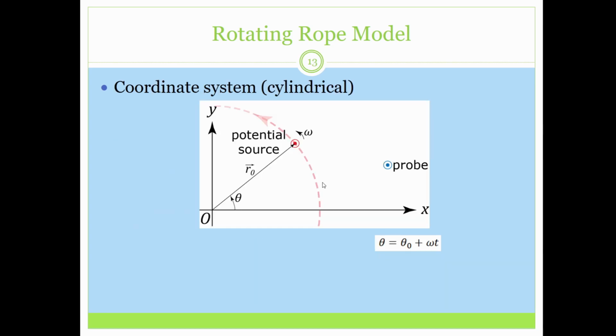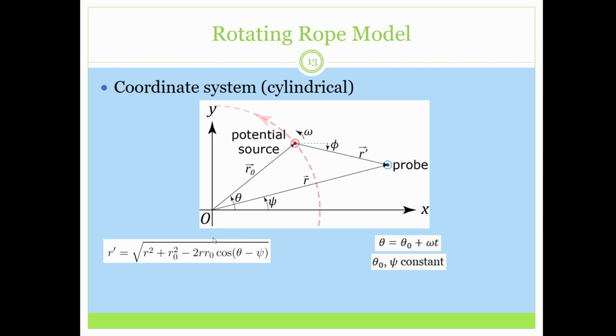Here is the coordinate system of the model. The source is rotating with a frequency omega about the origin at some distance r0, and from the same point a probe is fixed in position at a distance r. Using trigonometry, the distance between the source and the probe, which is r prime, is given by this expression over here, and this contains theta, an angle which depends on time as the source rotates.